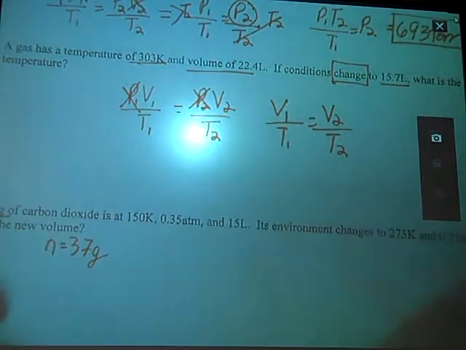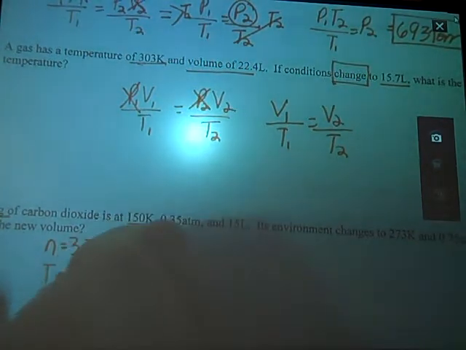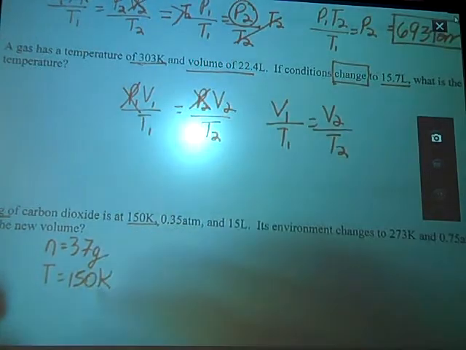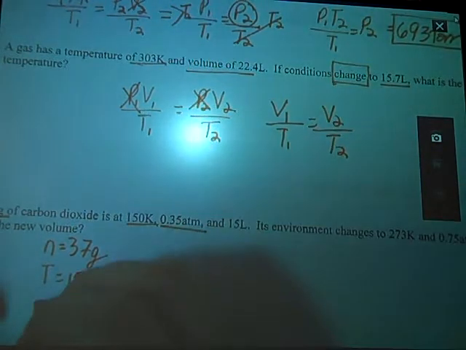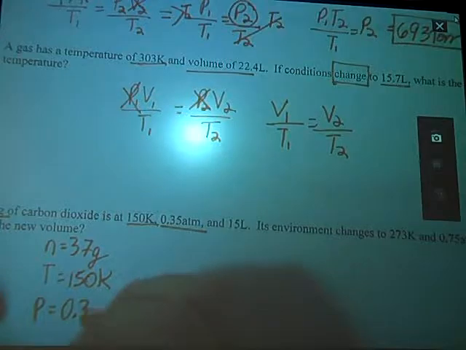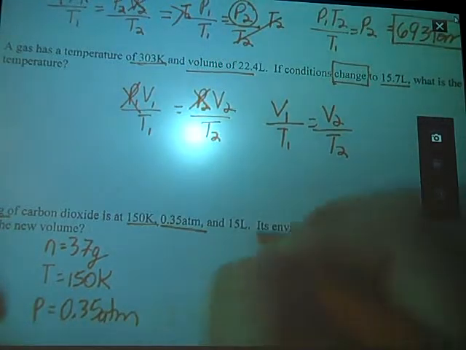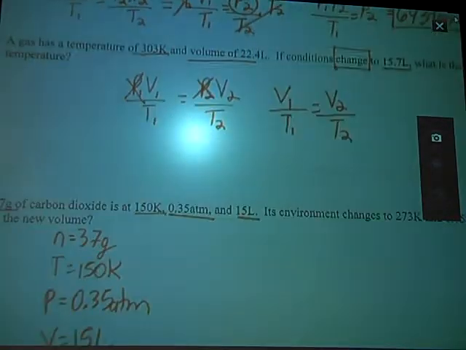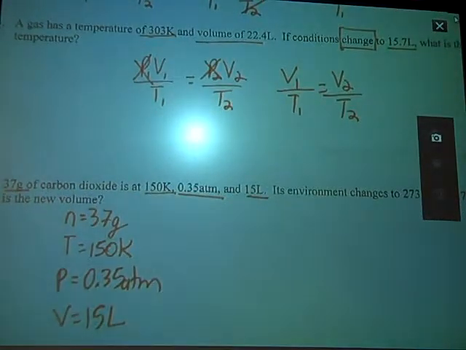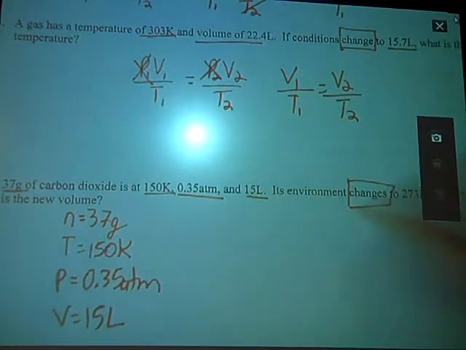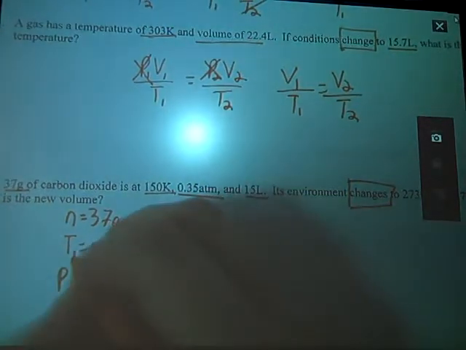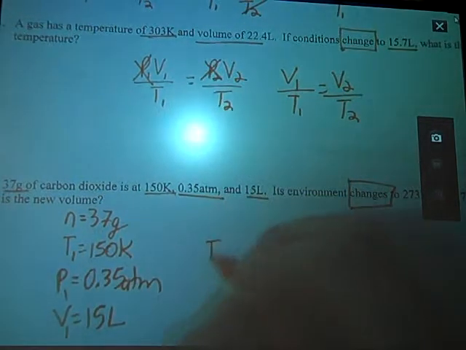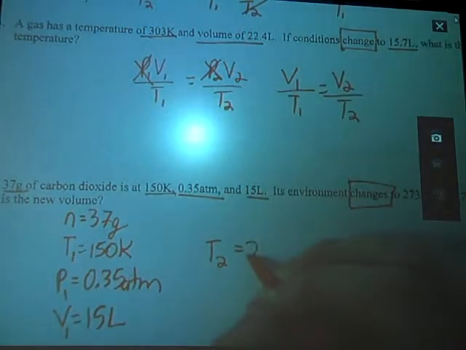it gives me an amount at, we've got 150 Kelvin. There's my temperature. We have a pressure and a volume. My goodness, they told us all kinds of stuff about this one. Its environment changes. There's that word again. So these are all the initials, and then I'm going to have a final situation.